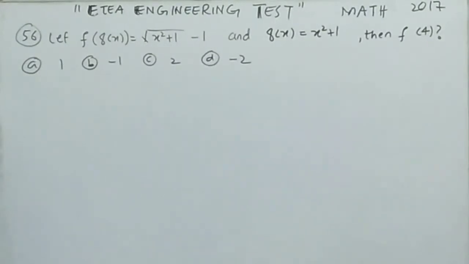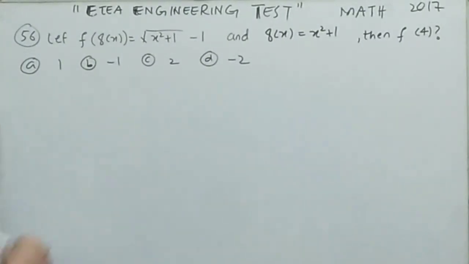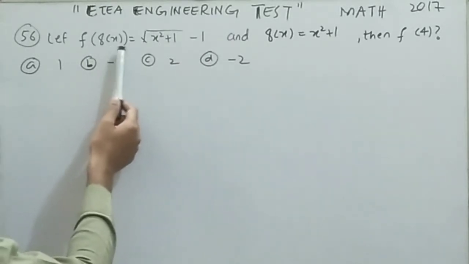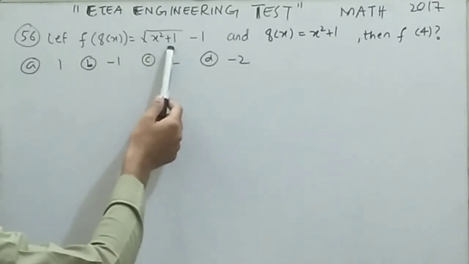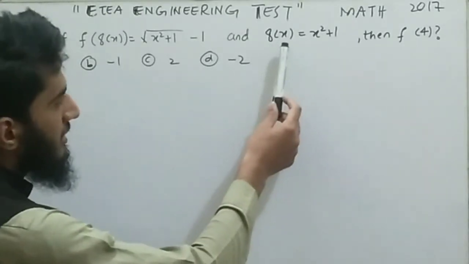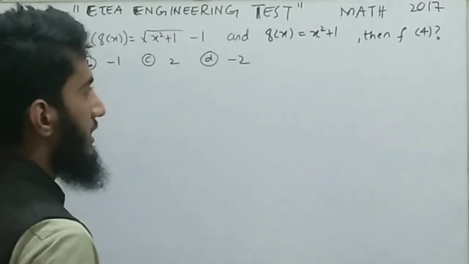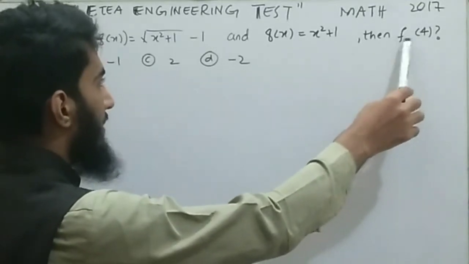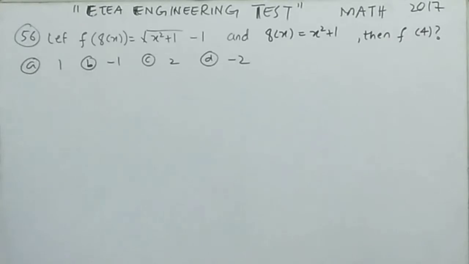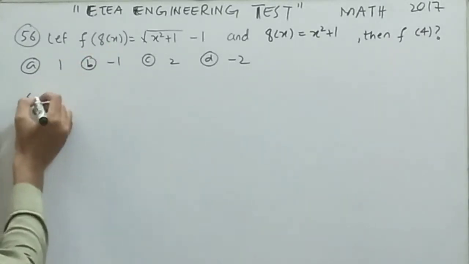Move to the next MCQ, MCQ number 56. It tells that a composite function is given, f of g of x, which is equal to under root of x square plus 1, minus 1. And another function g of x is given, which is equal to x square plus 1. Then it asks to find the value of the function f of x at x equal to 4. So first we are going to find f of x from this function. How? First we will find the inverse of g of x.